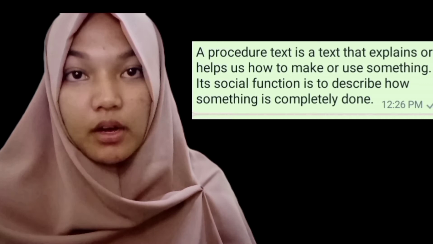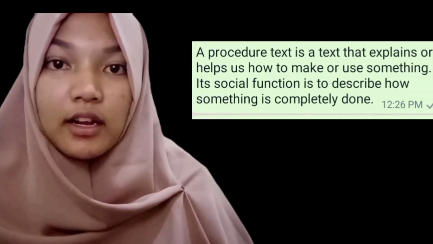The answer to the second question, according to the social function of a procedure text, we can know it is to describe how something is completely done. Thus, the goal of the text is to give information or directions on how to make cupcakes completely for everyone. That is the answer, guys.